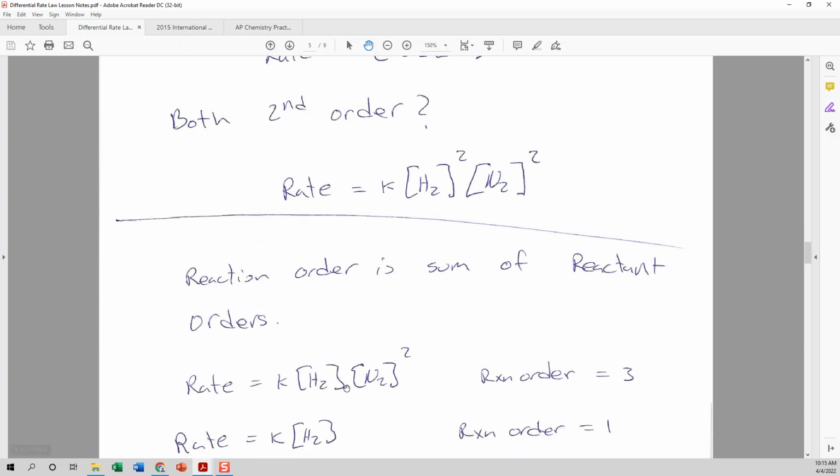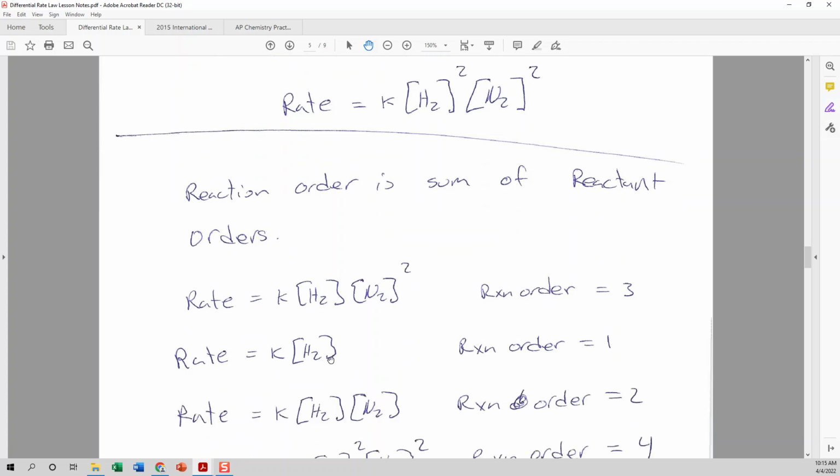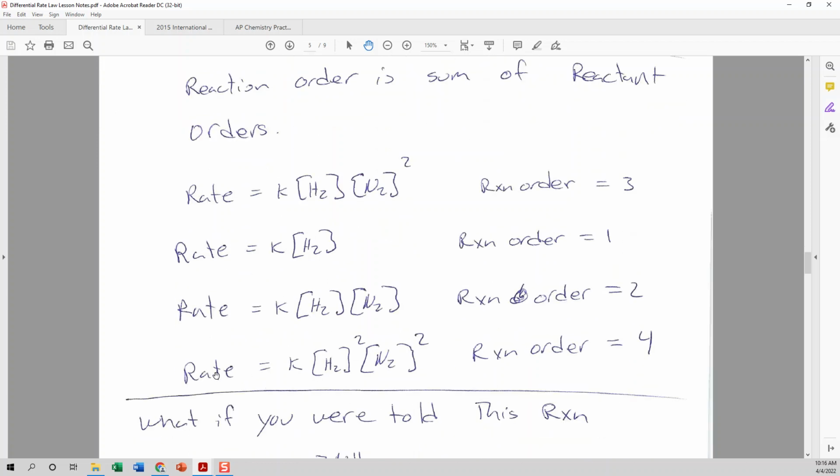So if this is my rate law, the reaction order is 3, right? 1 plus 2. If this is my rate law, then my reaction order would be 1 because I only have 1 here. If this were my rate law, then 1 plus 1, my reaction order would be 2. And if this is my rate law, then my reaction order would be 4, 2 plus 2. So with respect to nitrogen, it's second. With respect to hydrogen, it's second. Overall, it would be 4. Okay. Sometimes it's just a question that's asked, and all you have to do is add them up, and it's pretty easy.